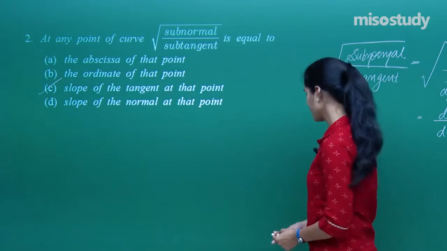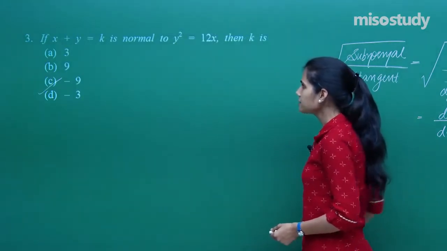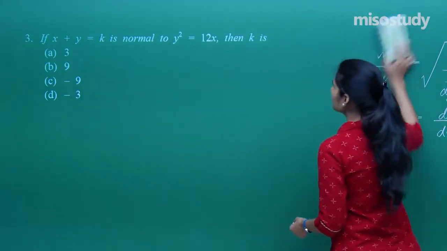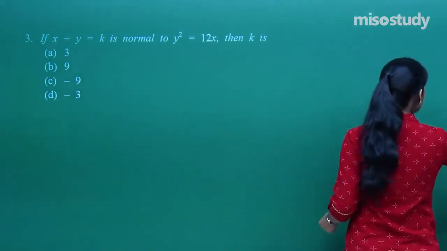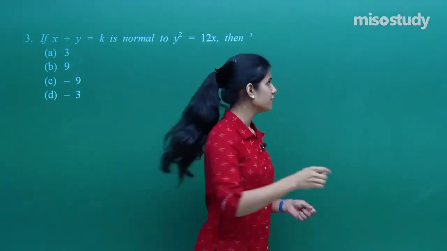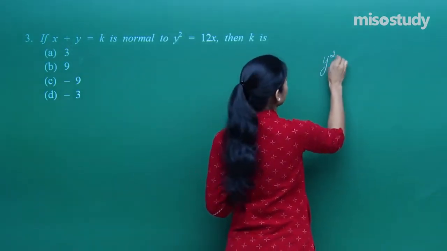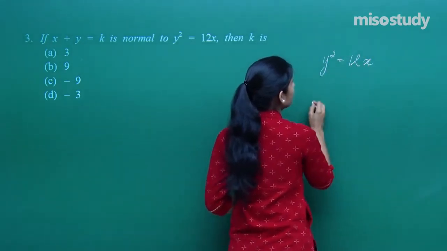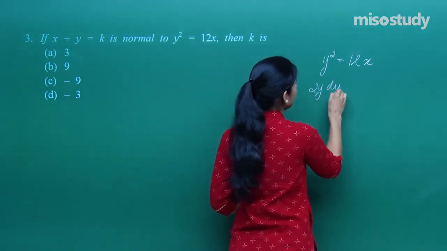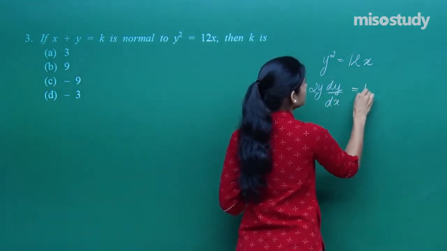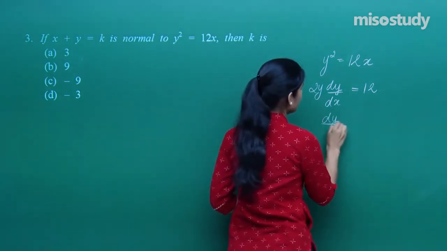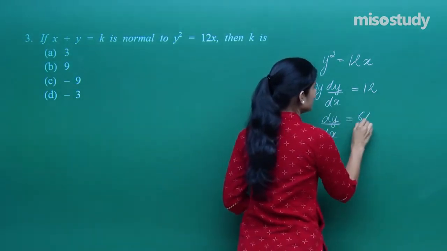Easy enough? Next you have, if x plus y is k, this particular line is normal to the given curve, what is the value of k? Now you can see this is my curve, y squared equals 12x. What is its derivative? This becomes 2y dy by dx equals 12, so you get dy by dx equals 6 by y.